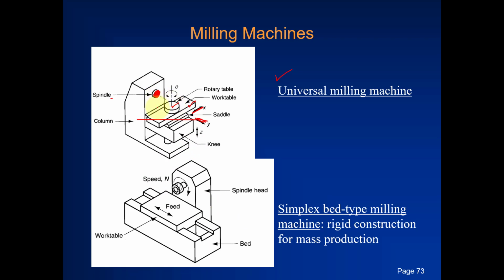So this is a simplex bed type milling machine. You can see that if you have a rectangular part or any part mounted on this table, it is used to create flat edge surfaces of the workpiece. Only those surfaces which will be in front of this miller cutter will be flat after the milling operation. Clear?